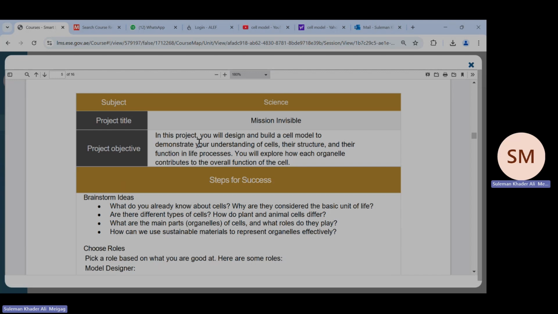In this project, هذا مشروع, you will design and build a cell model to demonstrate your understanding of cells, their structure, and their function in life processes. You will explore how each organelle contributes to the overall function of the cell. So هذا مشروع about خلية, how the خلية works and what parts are inside the Khaliya and what their job is in how the cell works.